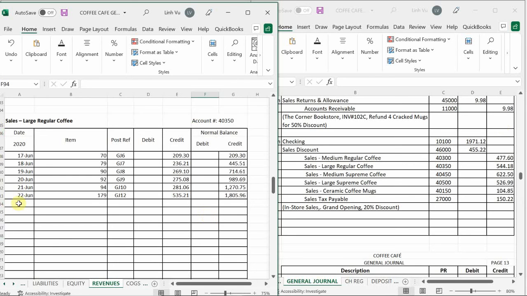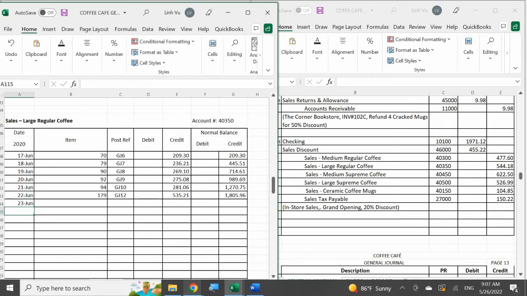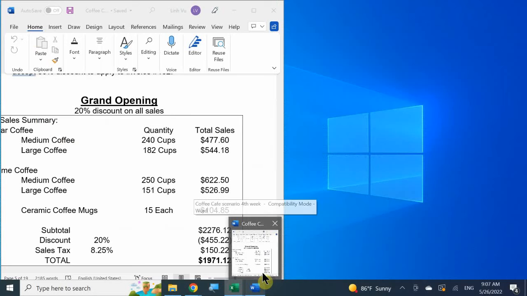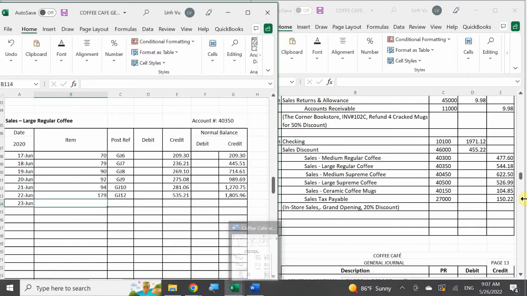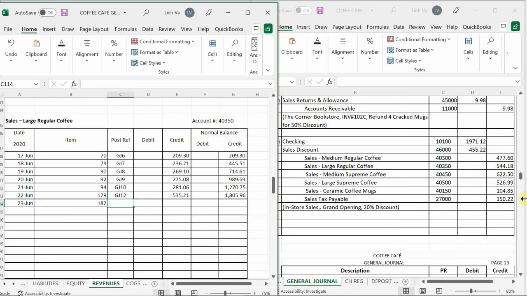All right, so how many large regular coffees did I sell? 182, for a total of $544.18. So my ending balance here should be $2,350.14.